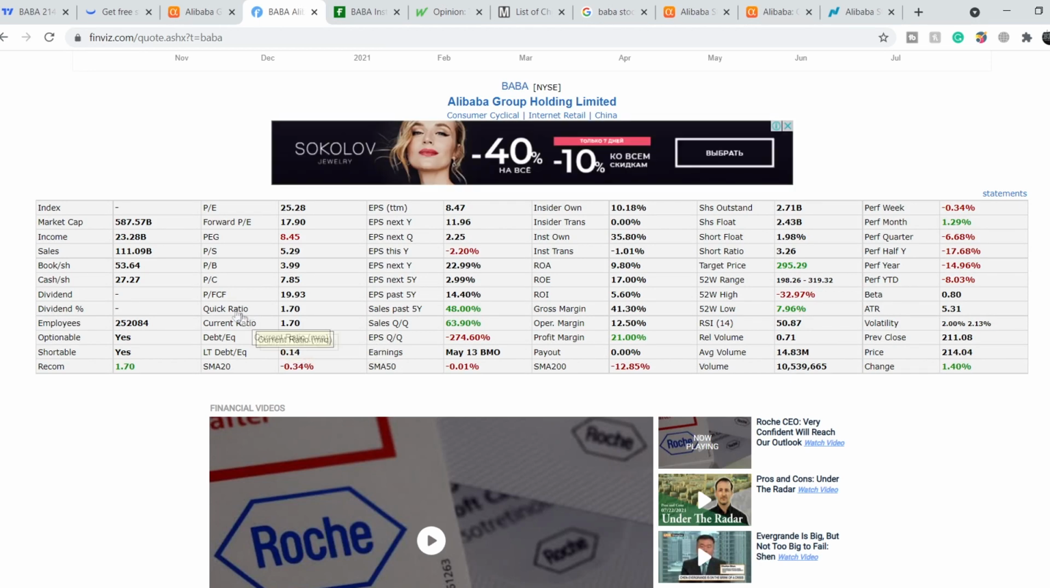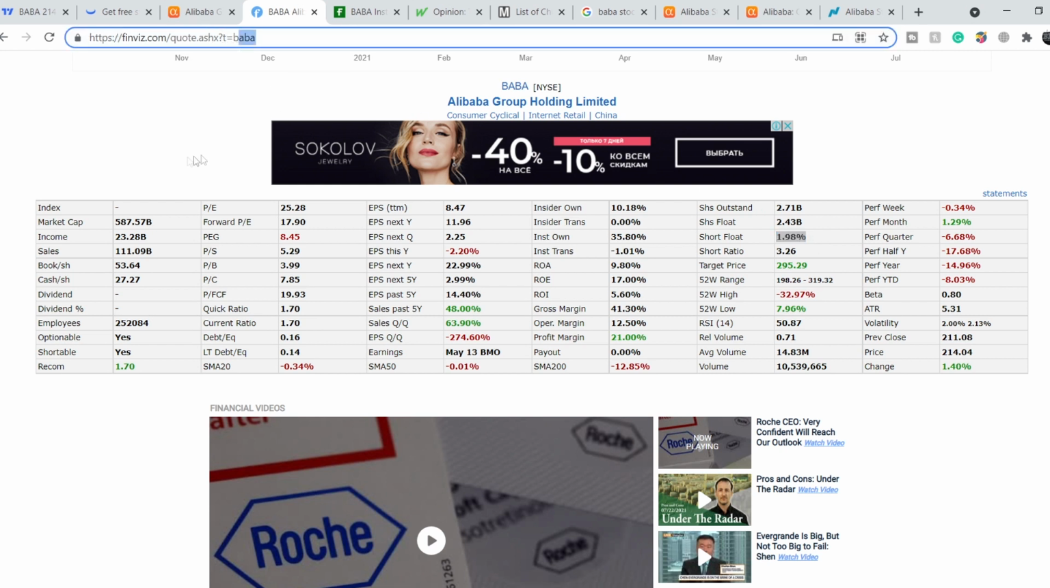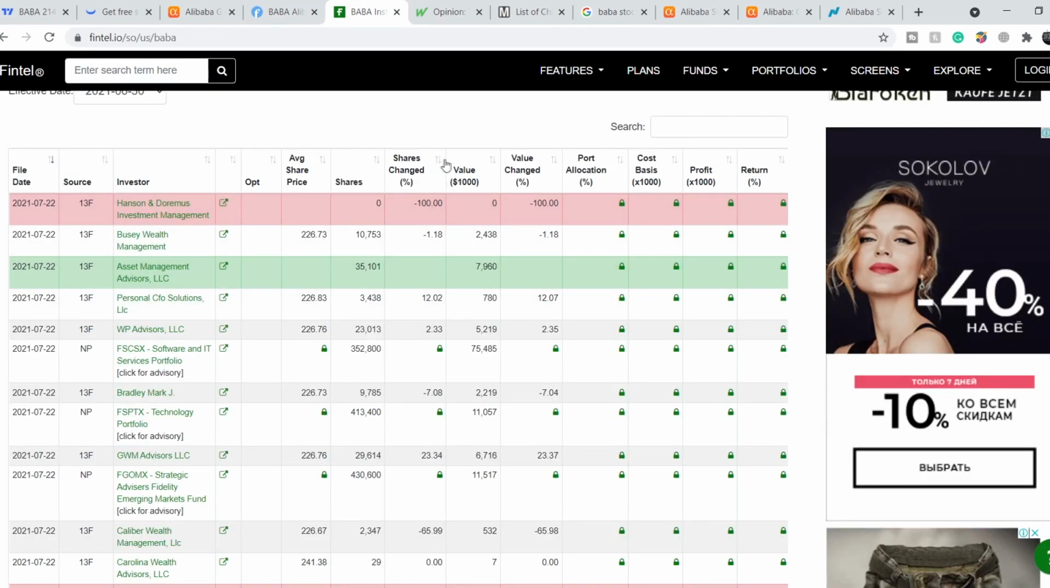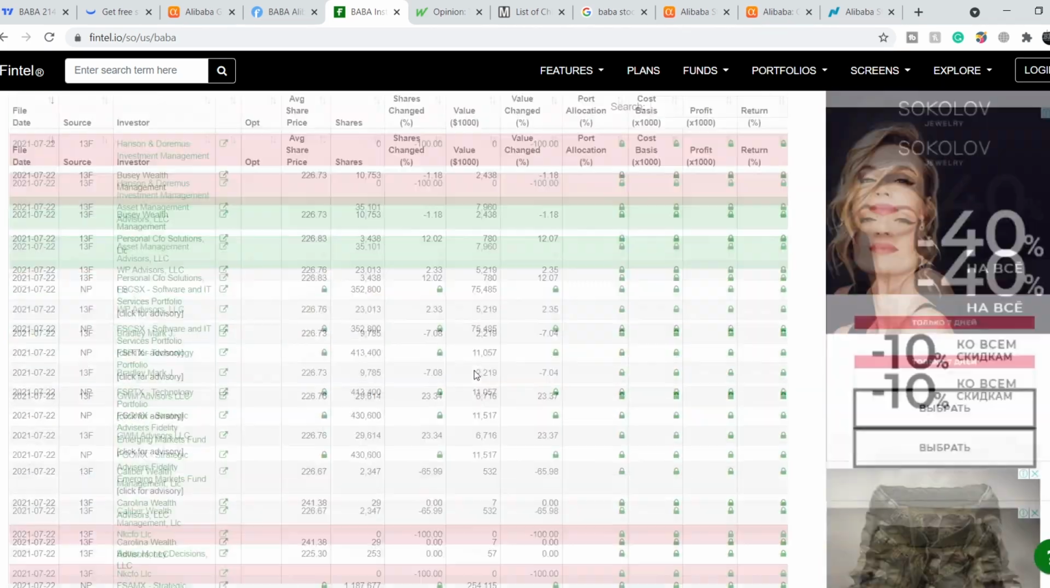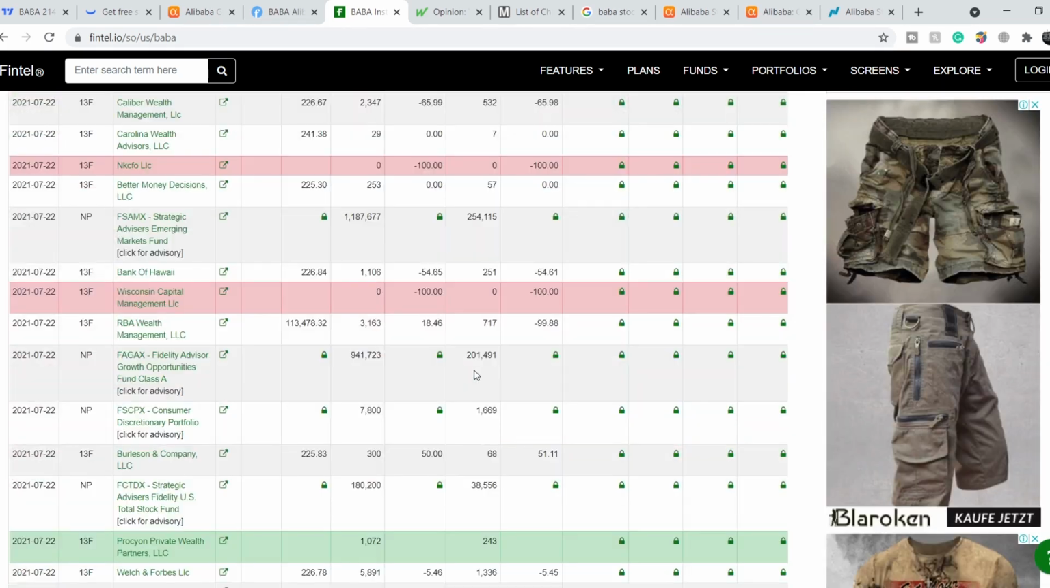So let me show you the short volume ratio for this ticker, and as you can see, it is only 1.98% for the BABA ticker. And let me show you their institutional investors. Let me show you the total stats. We are on fintel.io, and for now they have 3,080 institutional investors, and 3,021 of them have a long-only position. Only 3 of them have a short-only position, and 56 institutional owners have both long and short positions. So they have a mixed position. And the latest sentiment for this ticker is basically rather bullish.